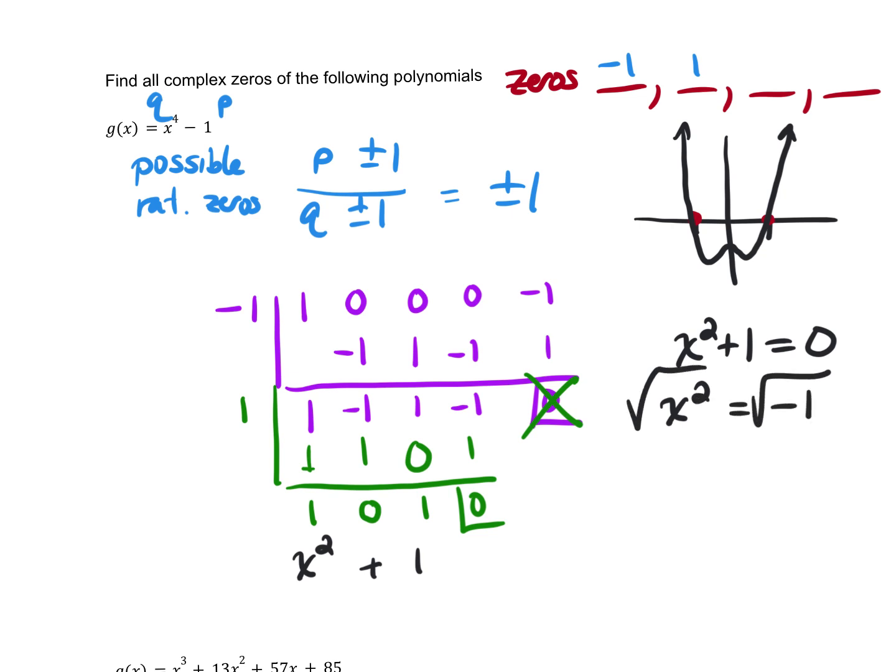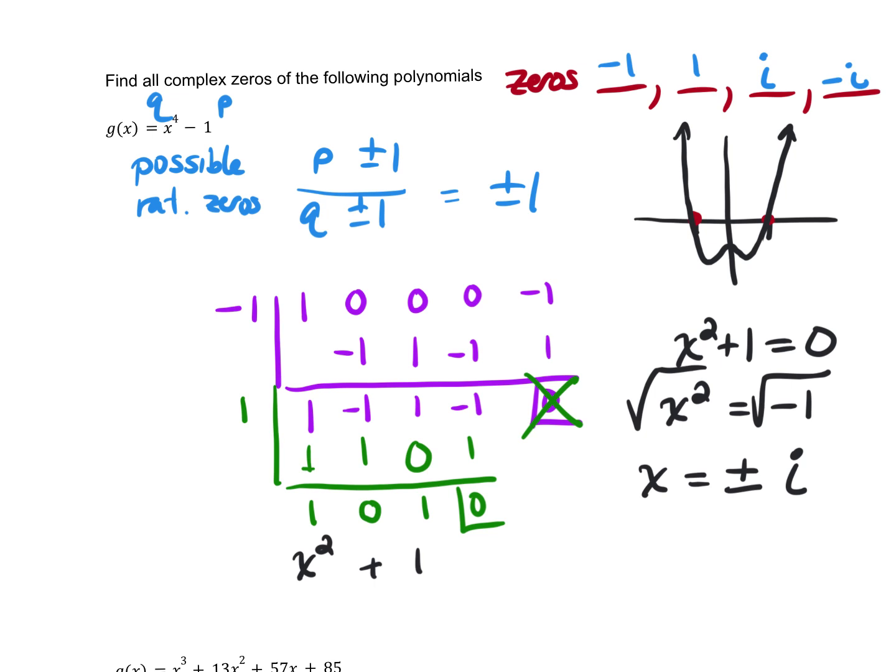Because if you don't have an x, just use this square root property. So x equals plus or minus, because when you take the square root, you add the plus or minus. And the square root of -1 is just i, because if you ever have a negative square root, it's an i, and then the square root of 1 is just 1. So my other 2 zeros are i and -i. So those are my 4 zeros.